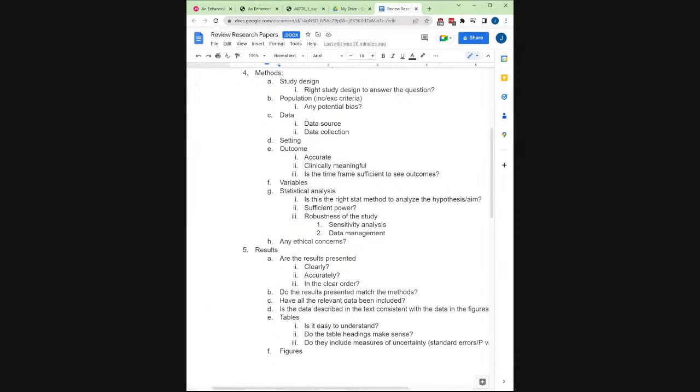I think first, study design. Is this the right study design to answer the question? Now, they want to basically compare two different strategies. So yes, absolutely. Randomized control trial is the right type of study design to answer the question.